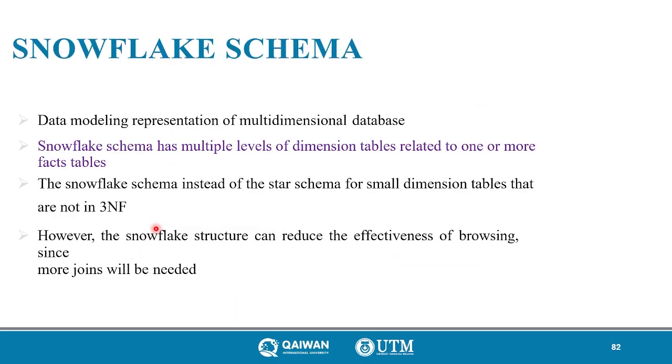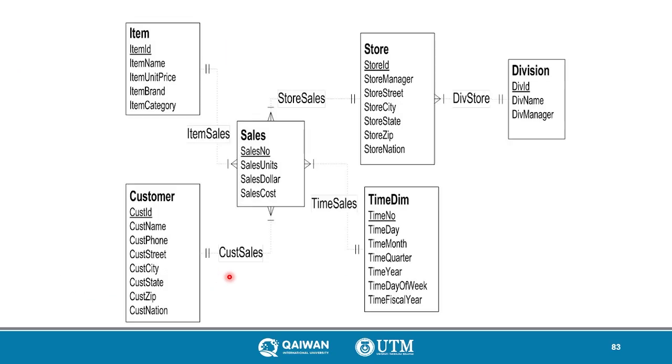We have a snowflake schema. Data modeling represents a multi-dimensional database. Snowflake schema has a multiple level dimension table related to one or more fact table. So one fact table or more. The snowflake schema, instead of a star schema, is for a simple dimension table that are not in 3NF, third normal form. However, the snowflake structure can reduce the effectiveness of browsing since more joins will be needed.